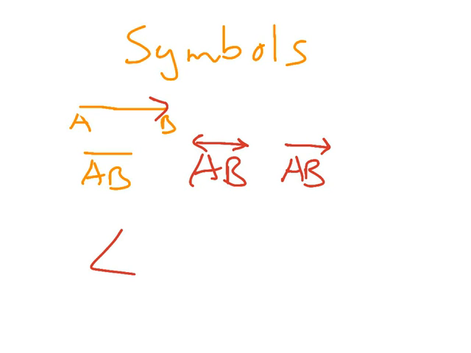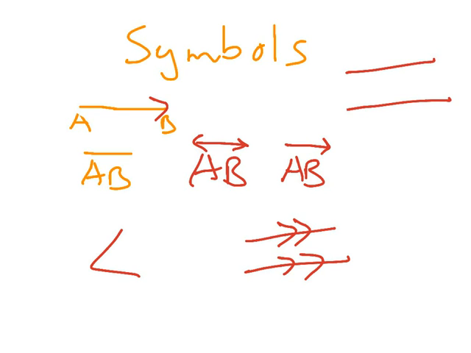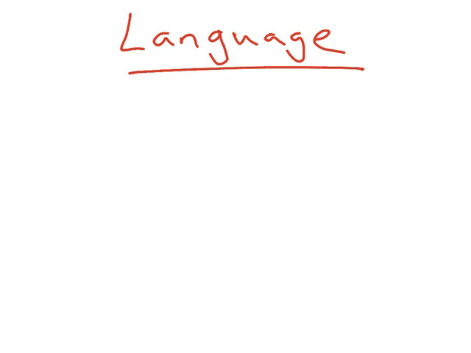We have symbols for angles. We have symbols for if two lines are parallel, like this. We have symbols for if two segments are congruent. We have symbols for equal. We have symbols for congruent. We have a ton of symbols. There's actually a link on the homepage of the app that leads to a page that has all of the different symbols that the state of Washington recommends you know.